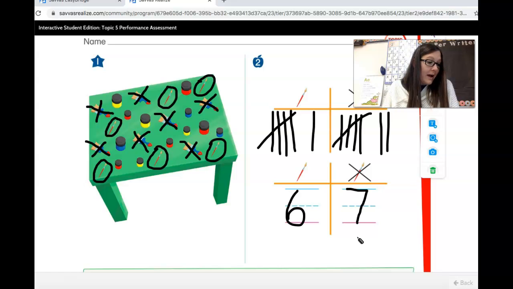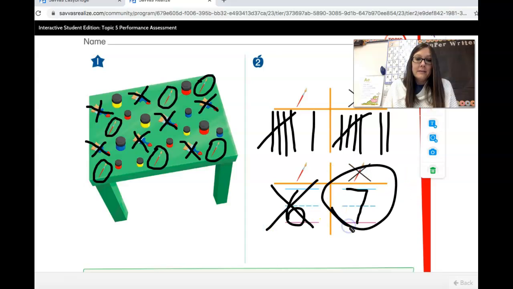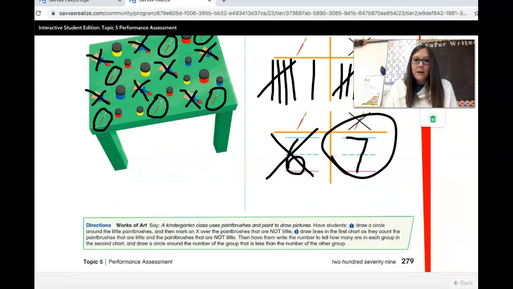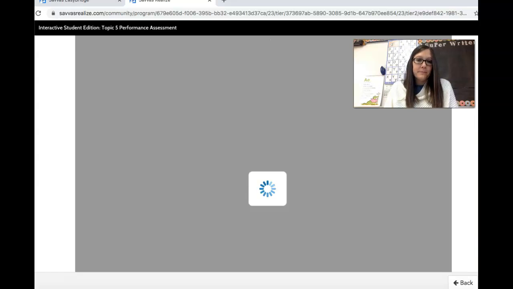All right, and now we are going to X the group that's less, circle the group that's greater. 6 is less than 7. Grown-ups, you'll probably notice the directions say the exact opposite, but I'll say again, we will always X less, circle greater. All right, let's go to the back page.